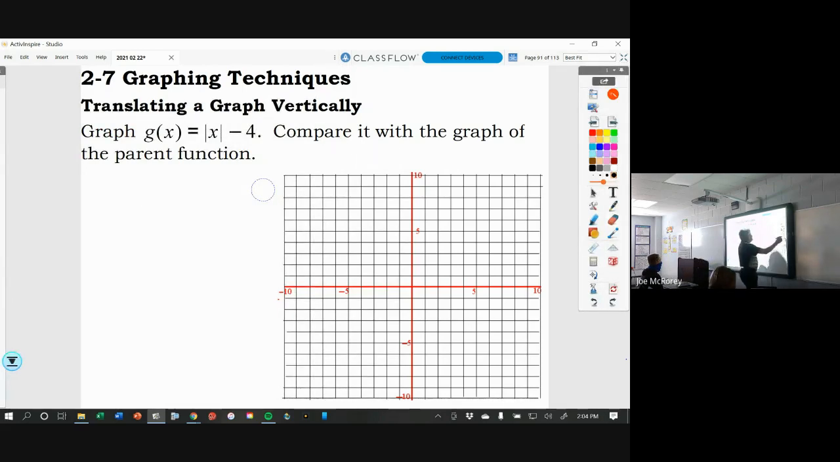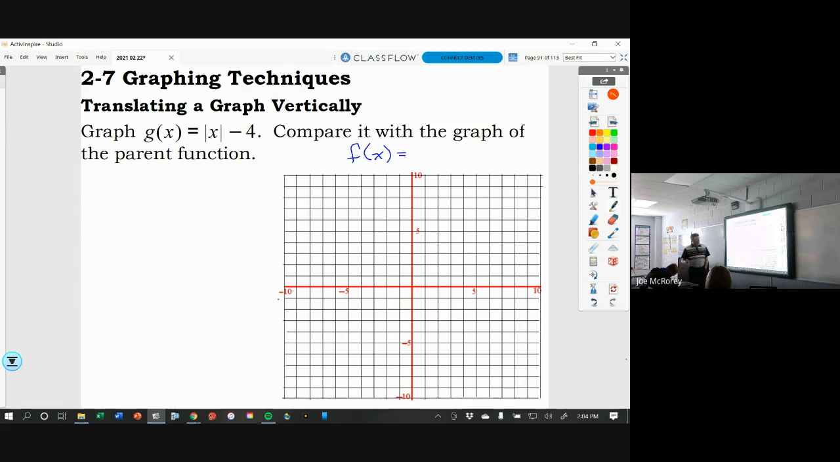All right, here we go. We're gonna do some transformations. We're going to graph g of x, which is equal to the absolute value of x minus 4, and compare it with the graph of the parent function. I'm going to call the parent function f of x. And what is the parent function of g of x?